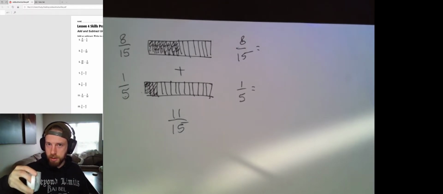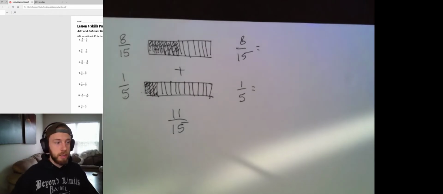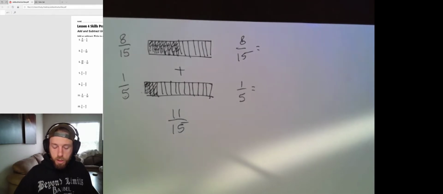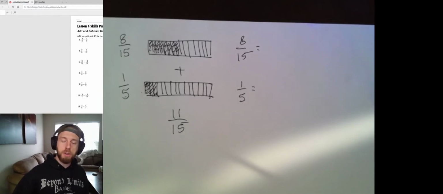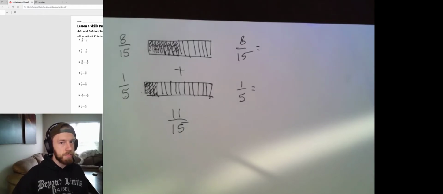Least common multiple. And least common multiple is skip counting. Remember, we talked about that a lot. You skip count by both of those numbers, and the first number that you say that both of them have, that's called the least common multiple.